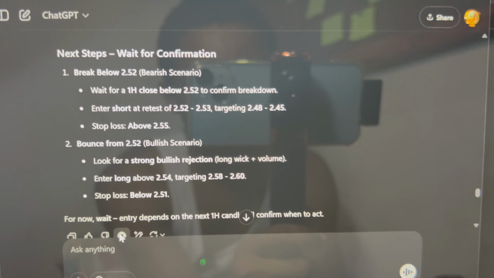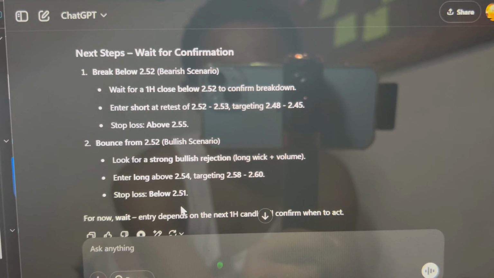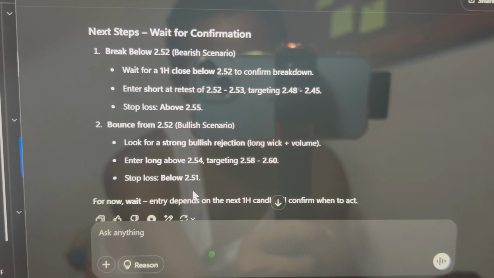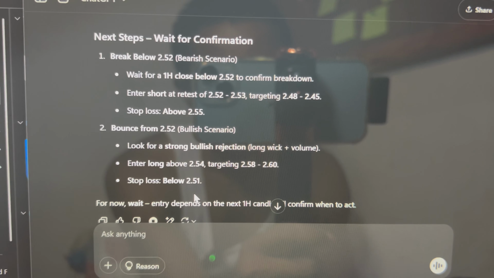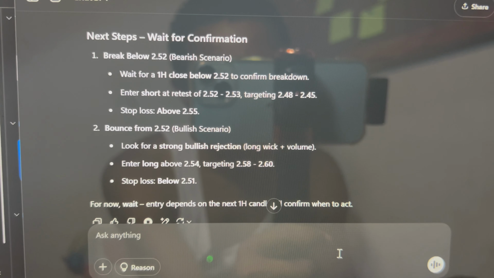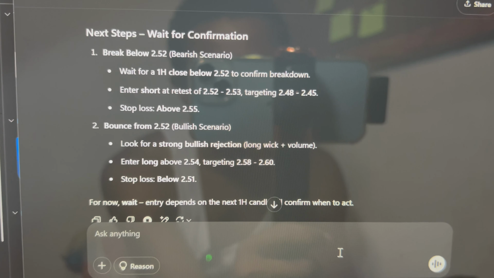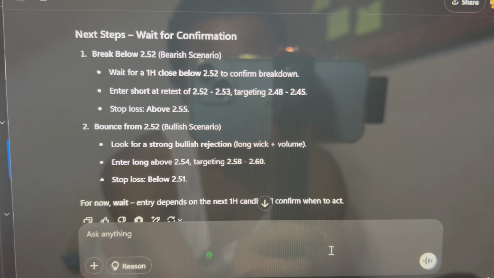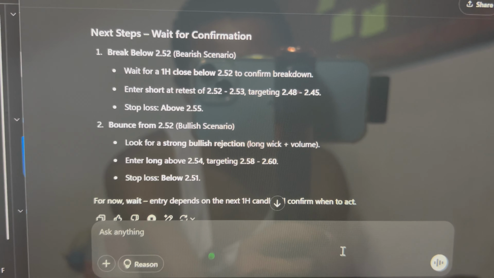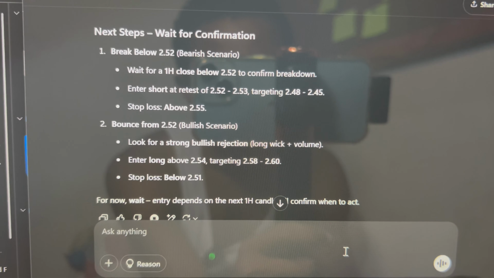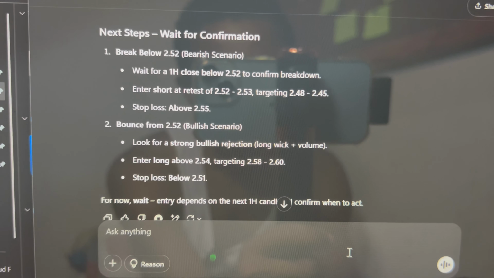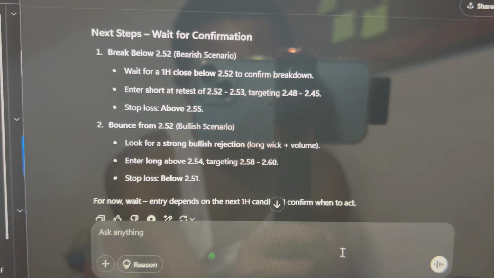Next steps. Wait for confirmation. One, break below 2.52, bearish scenario. Wait for a 1H close below 2.52 to confirm breakdown. Enter short at retest of 2.52, 2.53, targeting 2.48 to 2.45. Stop loss above 2.55. Two, bounce from 2.52, bullish scenario. Look for a strong bullish rejection, long wick plus volume. Enter long above 2.54, targeting 2.58 to 2.60. Stop loss below 2.51. For now, wait. Entry depends on the next 1H candle. I'll confirm when to act.